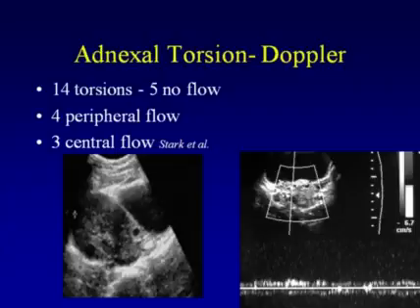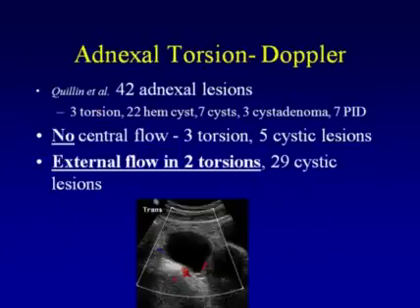Here in a series by Stark et al., where they evaluated 14 torsions, 5 had no flow, 4 had peripheral flow, 3 actually had central flow. And in this series by Quillen et al., looking at 42 adnexal lesions, there was no central flow in 3 torsions, but also no flow in 5 cystic lesions without torsion. And there was external flow in 2 torsions.